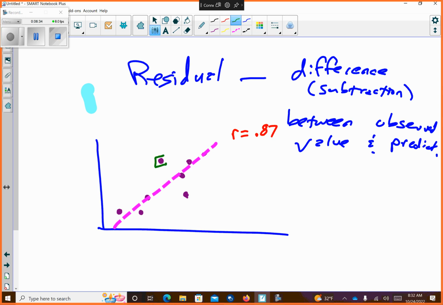Let's talk about this value here. Is there a vertical distance that goes with it? Okay. Let's talk about this value right here. Is there a vertical distance here?